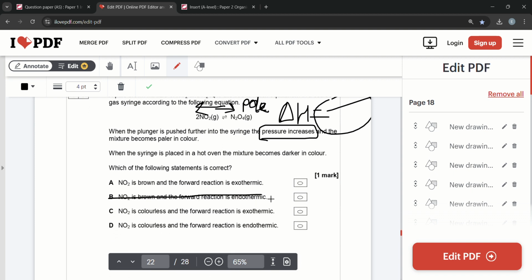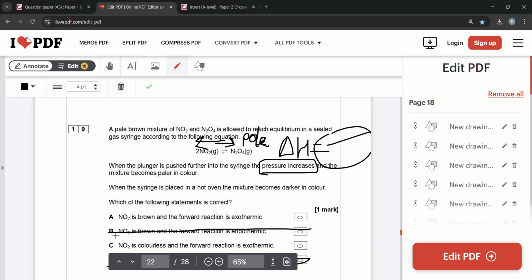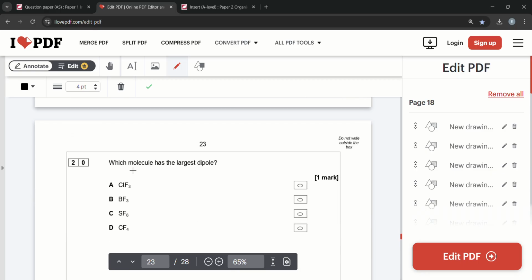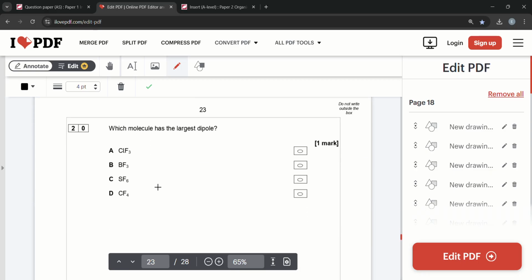So it can't be B or C. Forward reaction is exothermic and NO2. Well, if this is brown, and when you increase temperature it becomes dark in color, that tells me NO2 is brown, because we only have pale and brown. So NO2 is brown, and the forward reaction is exothermic. Which molecule has the largest dipole? Okay.